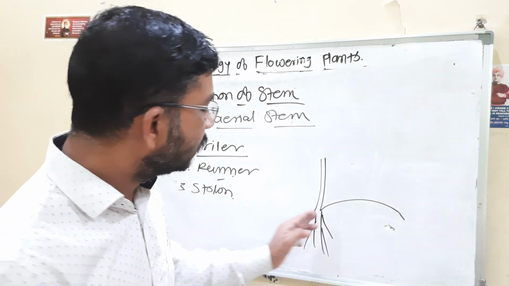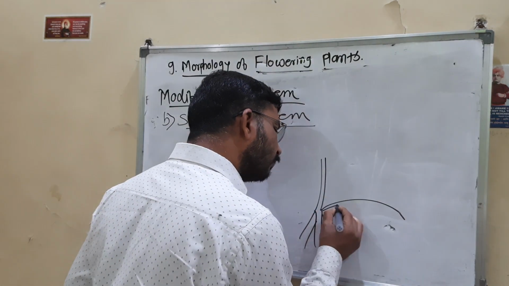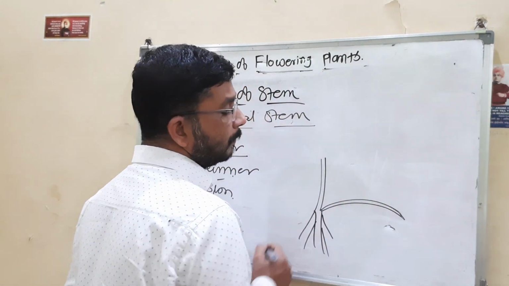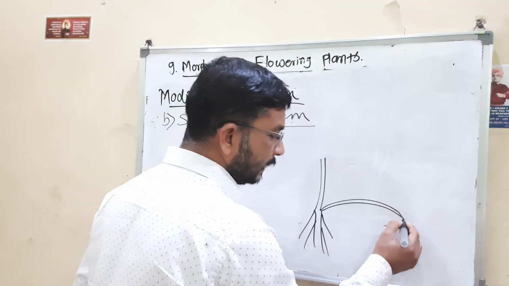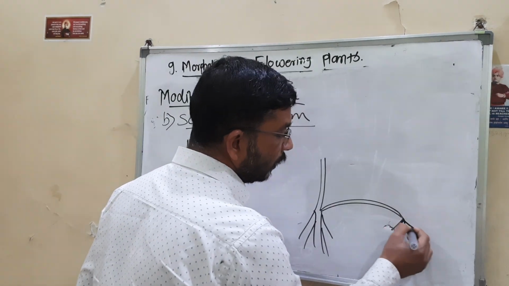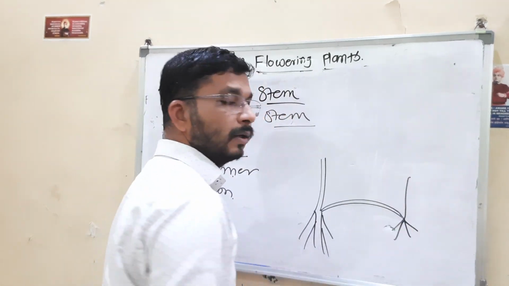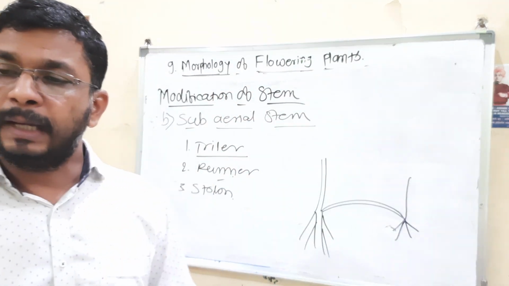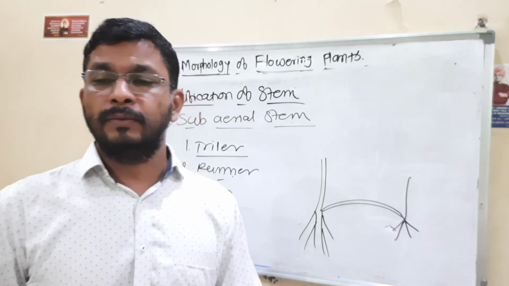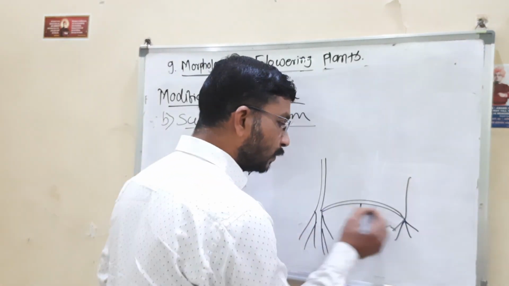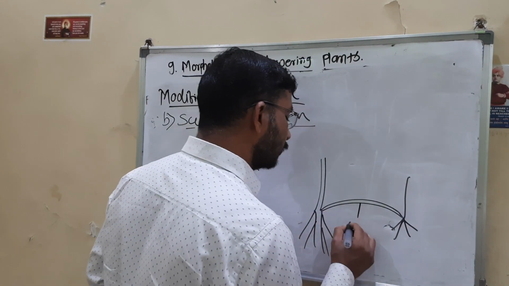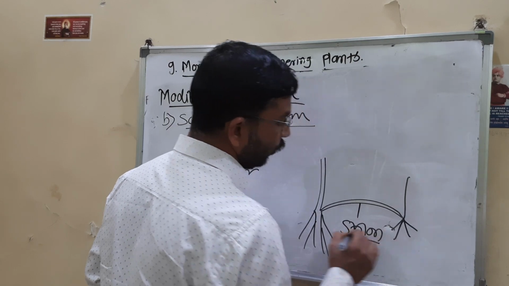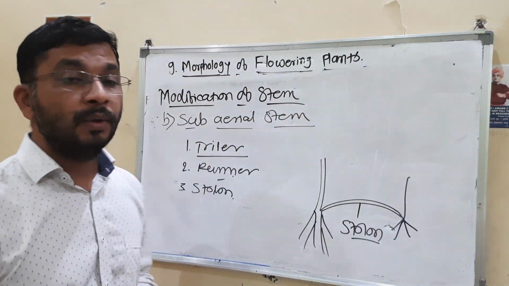From this, sometimes this aerial part attaches to the soil surface and produces this kind of structures. That's why we call them plants, and this distance between two plants is called a stolon. This is called a stolon.